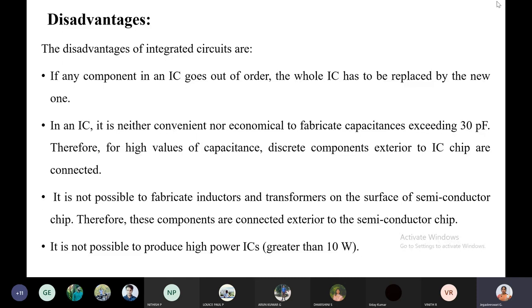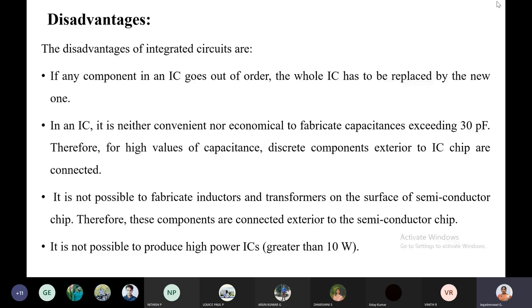We cannot troubleshoot it. Once an IC fails, we have to throw it away and put in another IC. No other go. Okay, so the next point: in an IC, it is neither convenient nor economical to fabricate capacitance exceeding 30 picofarad. Therefore, for high values of capacitance, discrete components external to the IC chip are connected. So this is one main drawback of the IC.